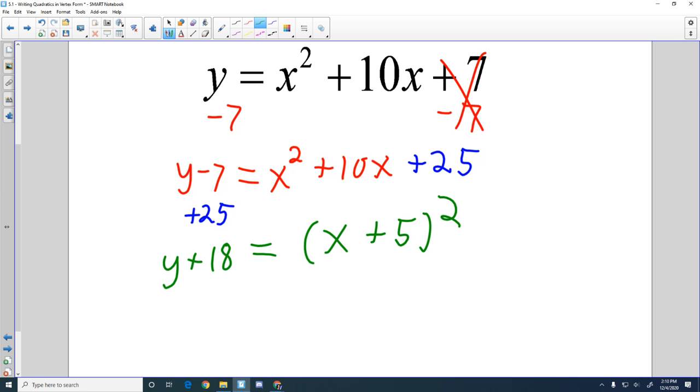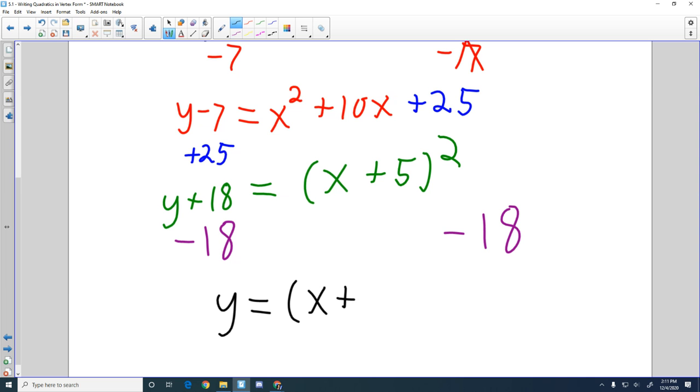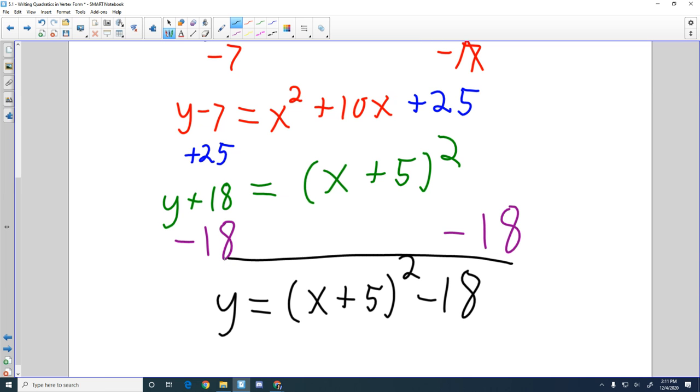Wait, subtract what? So look, this is vertex form now, right? But ultimately, we want our equation to just be y equals by itself. So how do I get rid of that 18? Just subtract it. Oh my gosh, I see eyes lighting up right now with understanding, and that is the coolest thing you can imagine. So how about this? Y equals x plus 5 squared minus 18. Hey, is this vertex form, everybody? Yes, sir.